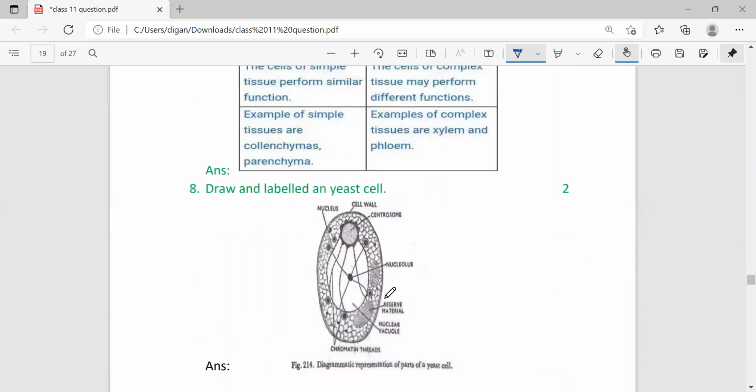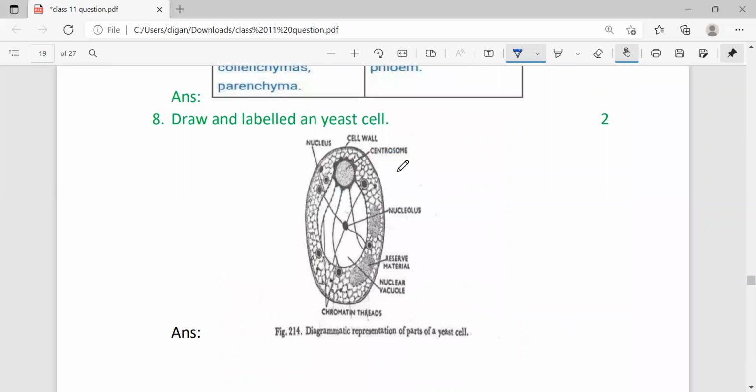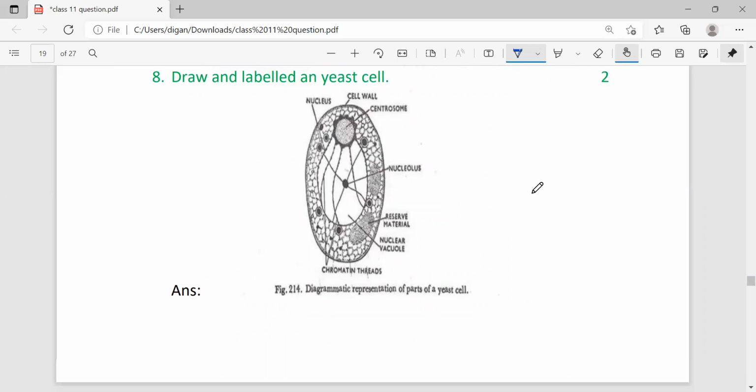Next, question number 8. Draw and label a diagram of a yeast cell. So this is the diagram of the cell. Here the nucleus is shown, cell wall, then reserve food material, vacuoles, and chromosome thread. So this is the structure of the cell.